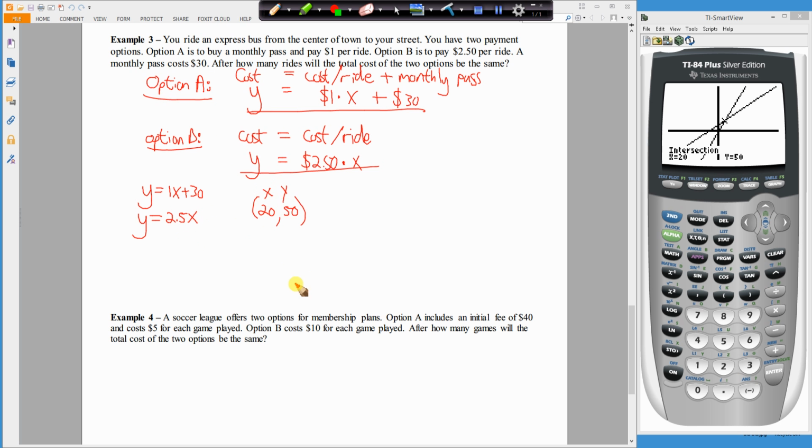Remember, X and Y. X is the number of rides. So the number of rides is 20. After how many rides? After 20 rides, the cost will be the same.